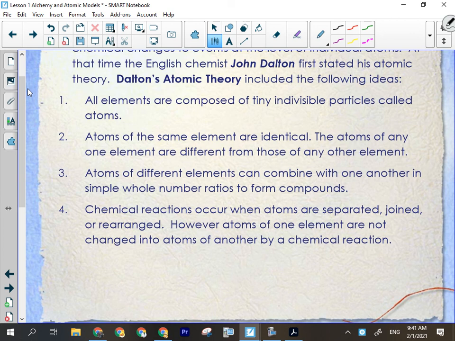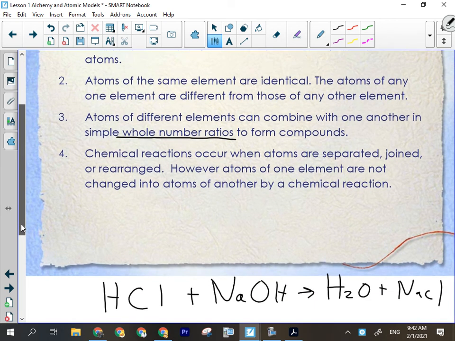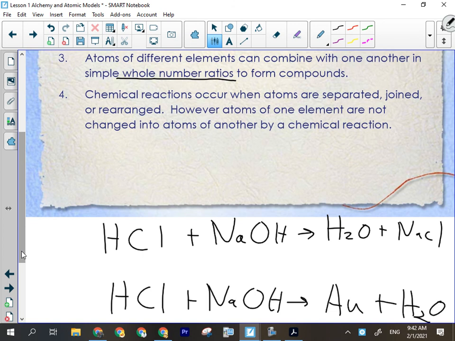Okay. Point number 3. Atoms of different elements can combine with one another in simple whole number ratios. And that part's important. Whole number ratios to form compounds. Okay. Here's why the whole number ratio part is important. If you look at these compounds that I've written down here, everything is a whole number. There's 1 hydrogen and 1 chlorine, 1 sodium, 1 oxygen, 1 hydrogen. 2 hydrogens, still a whole number, 1 oxygen.